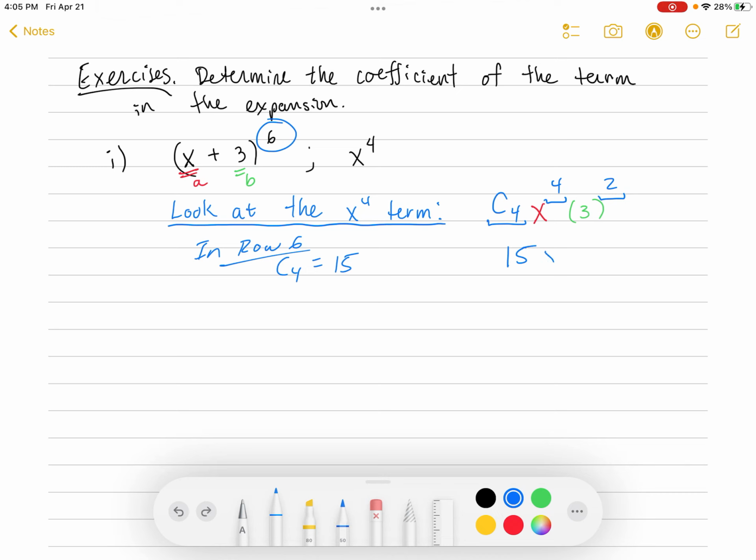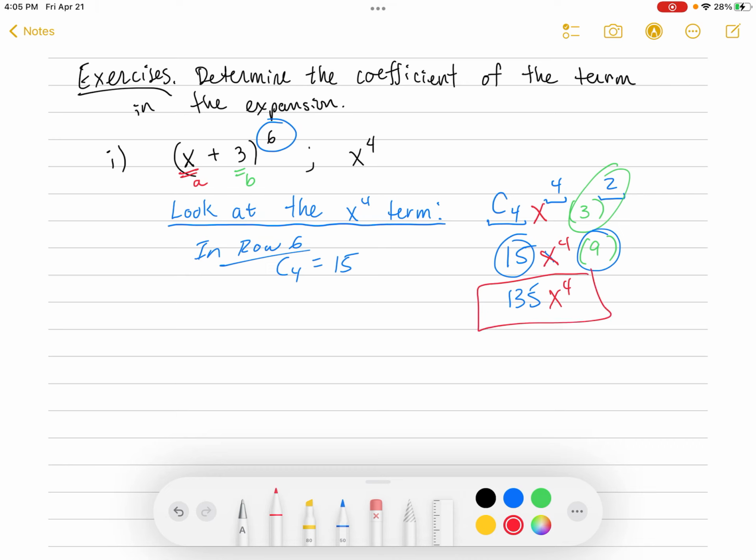So it means they're going to have 15 x to the 4th, if I can spell that. And then we're going to have 3 squared, right? That's 9. So to simplify this, we have to take 15 times 9. What is that? I'll get my calculator working. 15 times 9. It's 135. So I'm going to have 135 when I multiply 15 times 9.